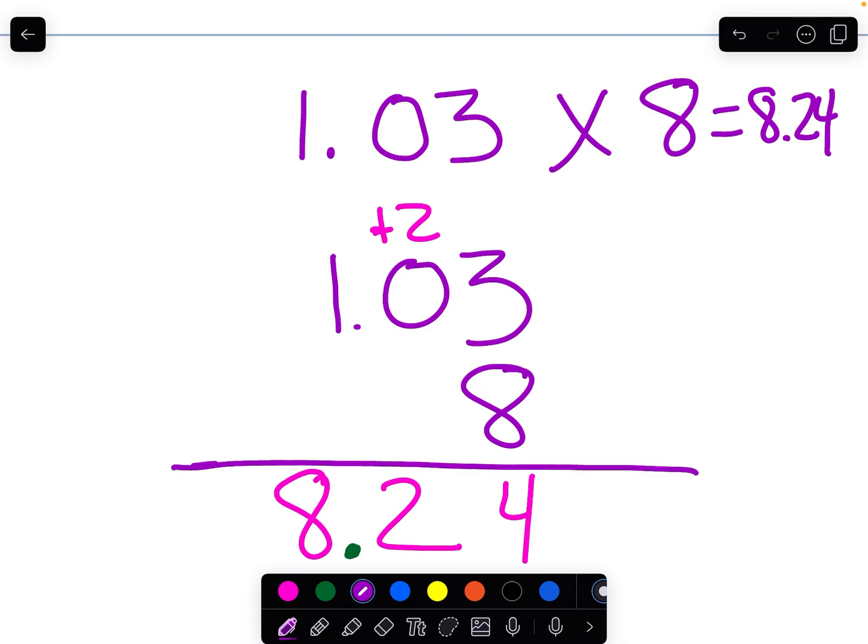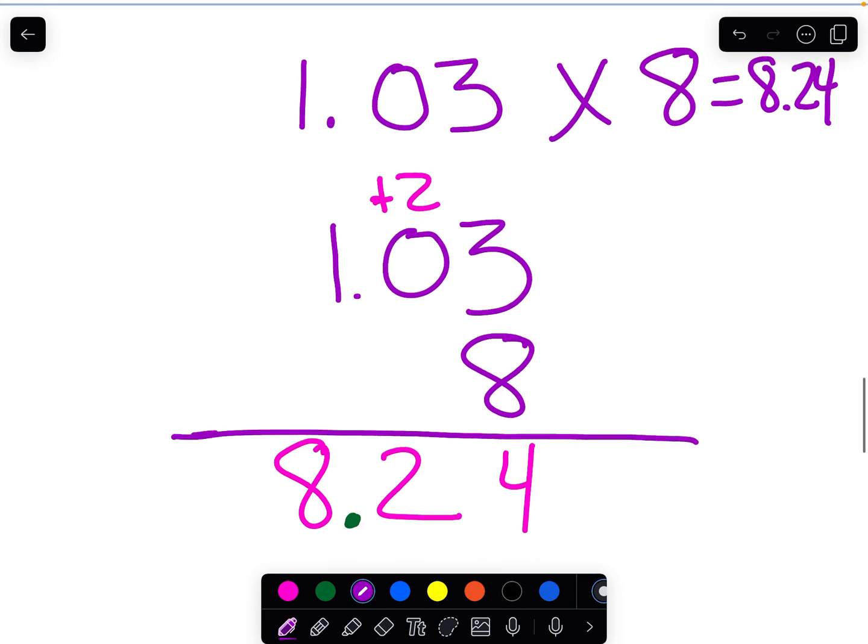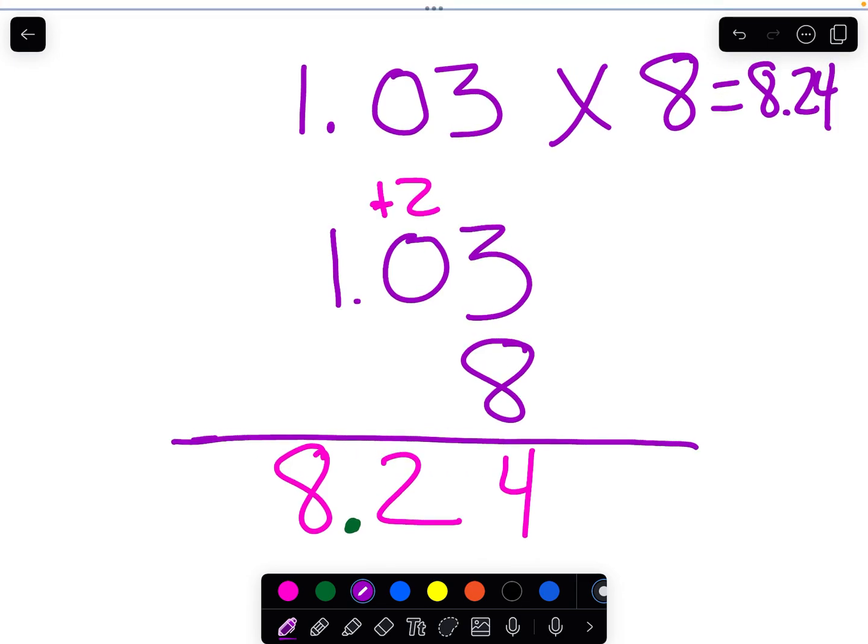All right, so I think we've covered the basics, and we're going to keep working on it and working on it and working on it until we know it really, really well. Why? Because practice makes progress.